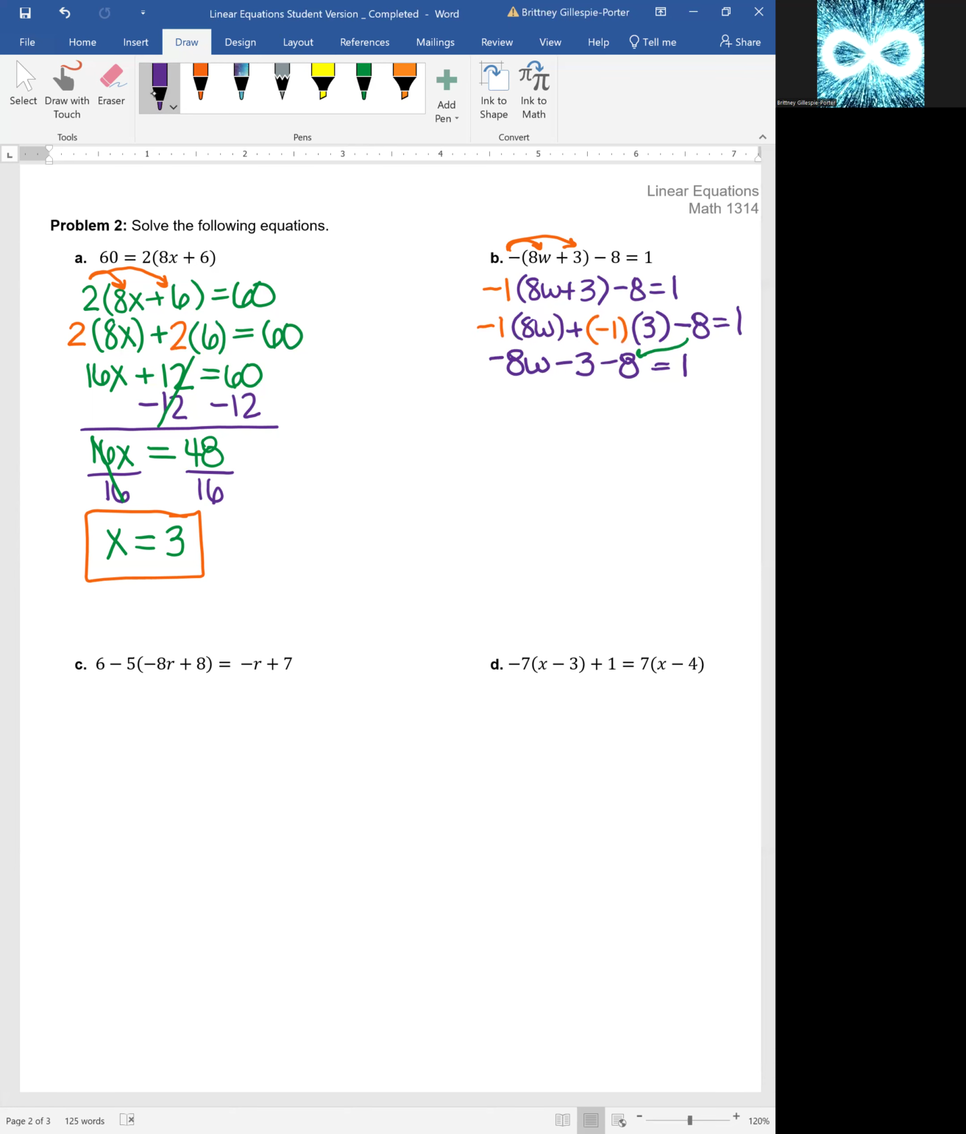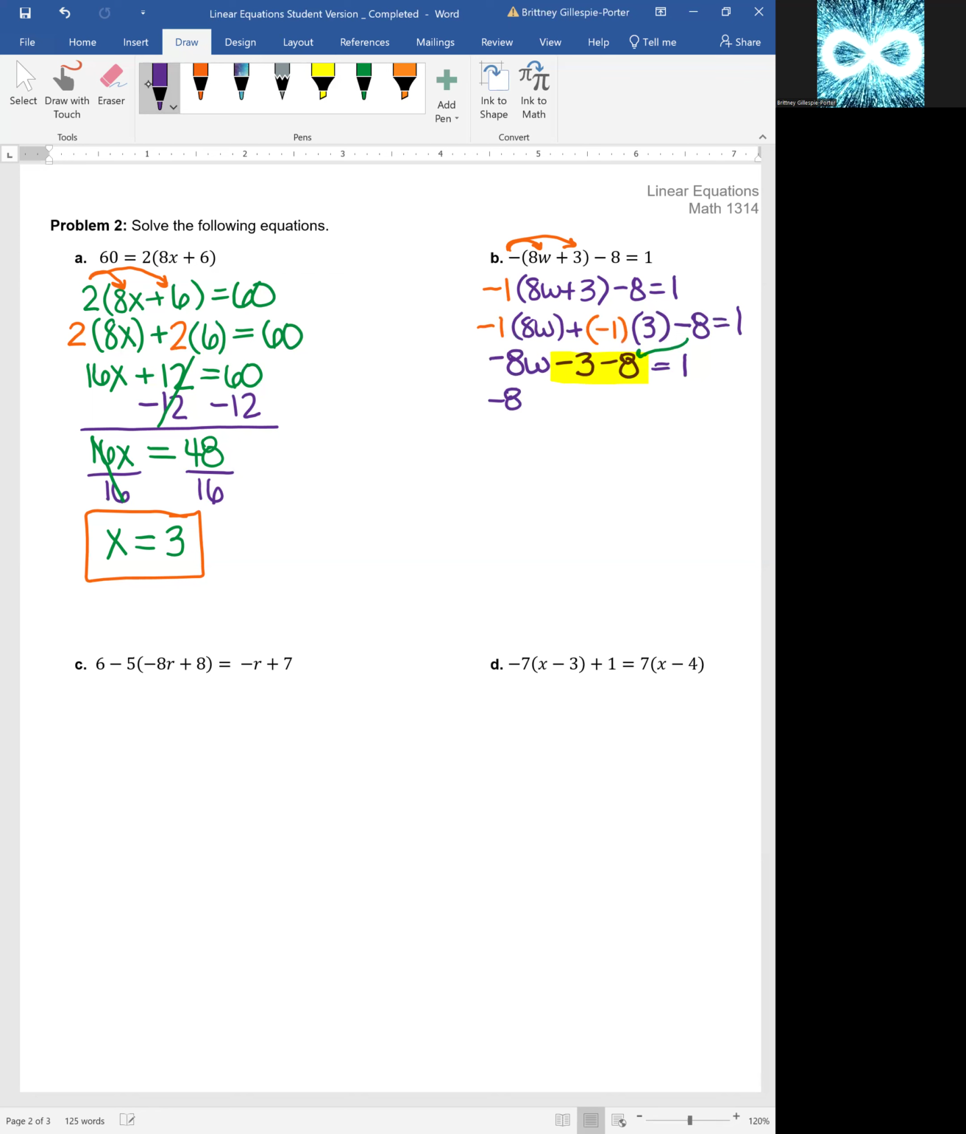Notice that by distributing the -1, I would get the same thing if I just changed the signs of everybody in the parentheses. Instead of positive 8w, I have negative 8w. Instead of positive 3, we have negative 3. No more parentheses because we're done with the distribution. But notice on the left-hand side of the equation, we have like terms. -3 and -8 are like terms because they're both constants, they're both regular numbers. So we need to combine those like terms.